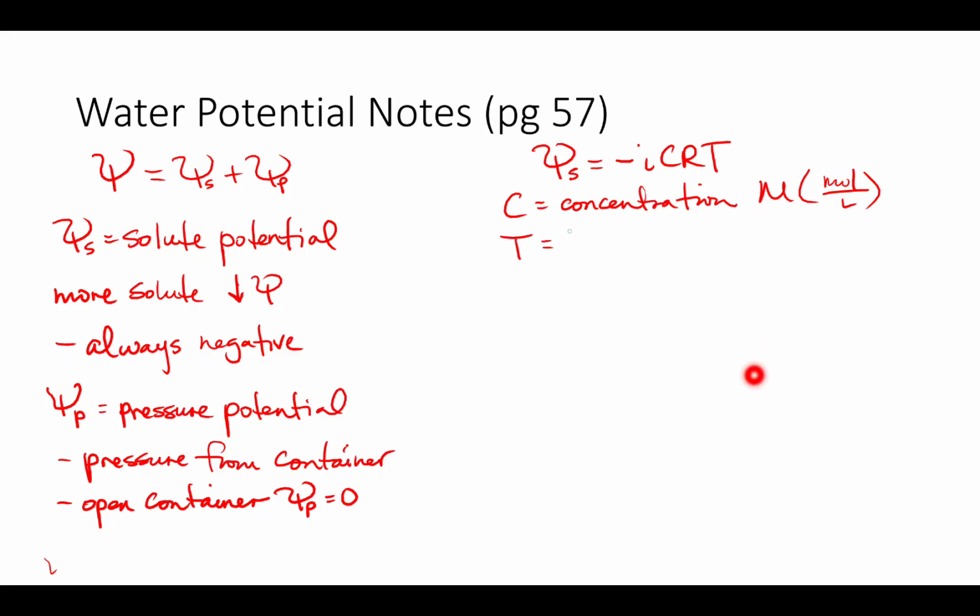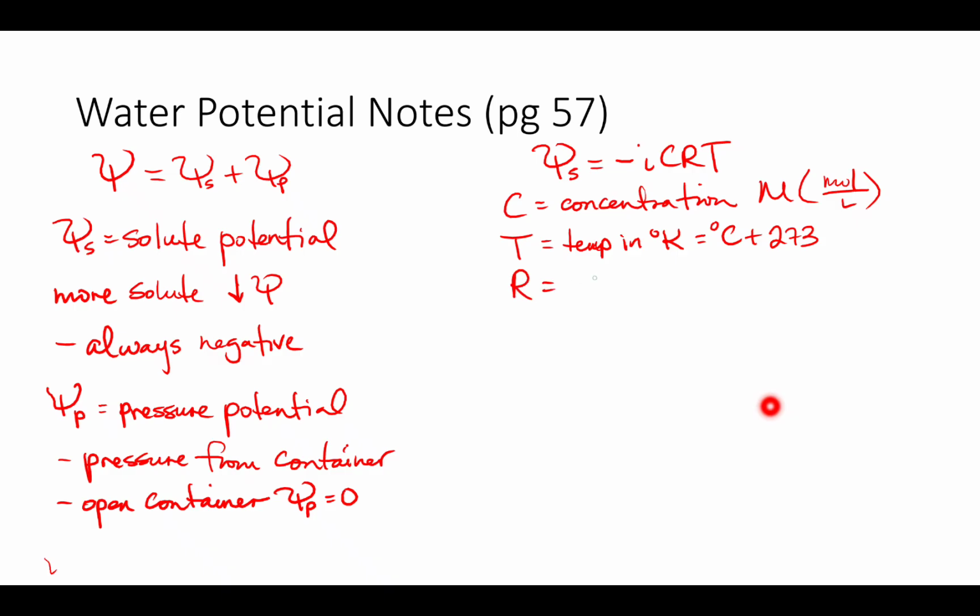T is temperature in Kelvin. And a lot of times, since we tend to use Celsius as our generic standard temperature measurement for science problems, you need to be able to convert from Celsius to Kelvin, and that's going to be your degrees Celsius plus 273. And don't worry, you don't have to memorize that. That is on your formula chart as well.